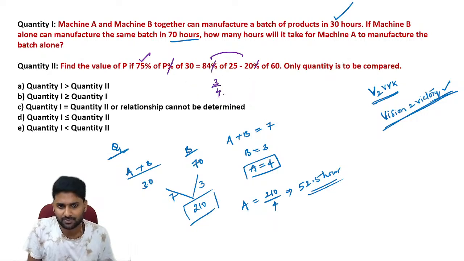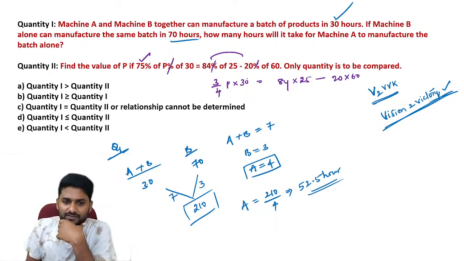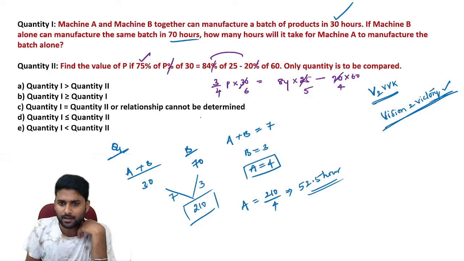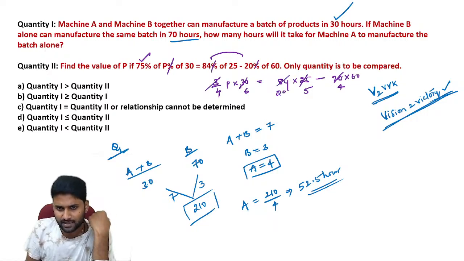Take the direct value: 3 by 4th of P into 30 is equal to 84 into 25 minus 20 into 60. Let's go for the calculation here. 5 is the common, so 5 times 5, 5 times 4, 5 times 6. Let's go through that again. We can't see anything common. Yes, we have a 3 common. So 3 twos, 3 eights, 3 twenties.